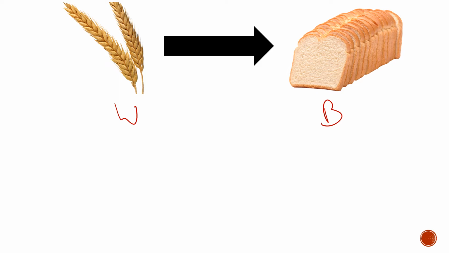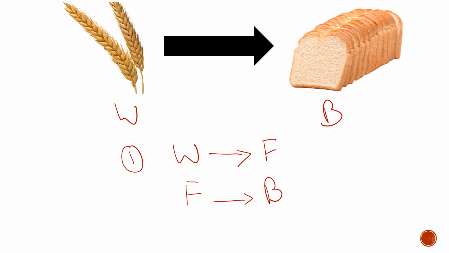There must be some steps. Yes, correctly. So we can say that we start from W, we move to F, which is flour. We are making flour from wheat. Then from the flour, we can say that we have 2 steps, okay? So from the flour, we can make bread. So let's say that this is step 1, and this is step 2. We started from wheat, which is the starting point, and we ended with the bread, which is the desired product.